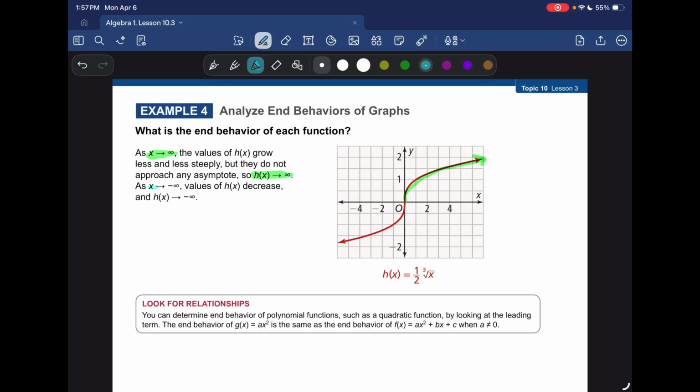As I'm moving to the left, as I am approaching negative infinity, what's happening to the outputs? Well, it's continuing to decrease. So it is approaching negative infinity. Okay, so just remember, end behavior means what is happening to the output or what is happening to the graph as you move forever to the right and forever to the left.